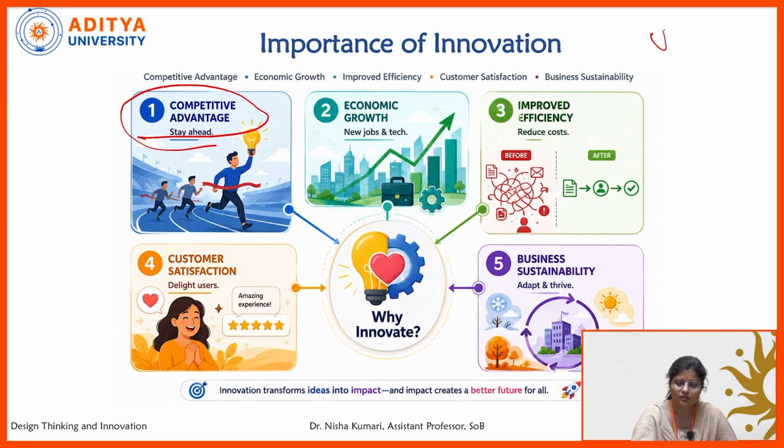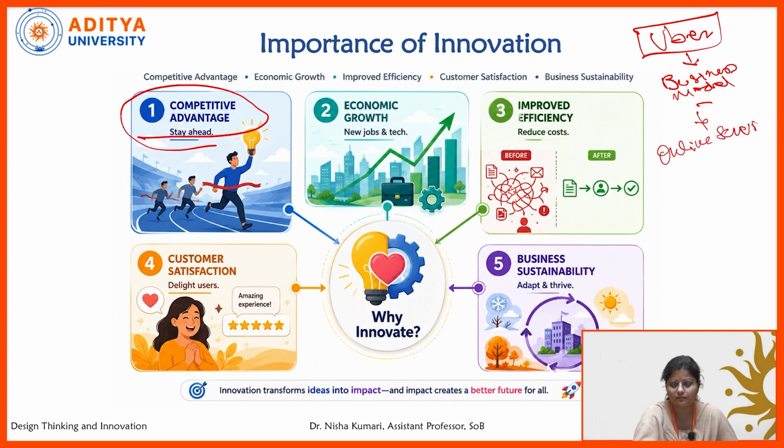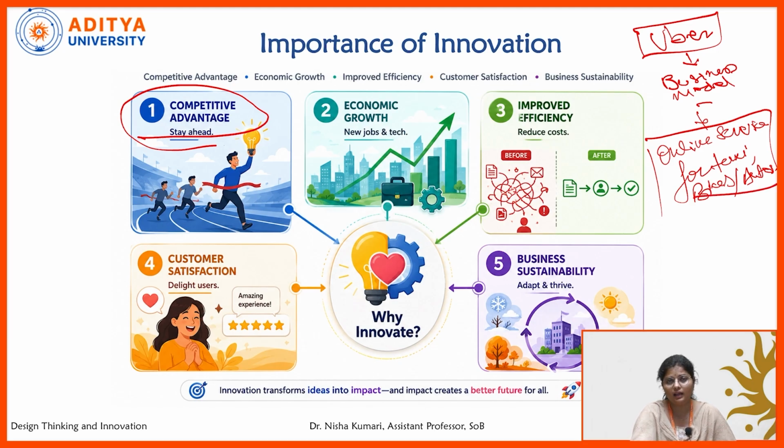in the beginning Uber came, correct? And Uber was the one who came up with a new business model. And what was the new business model they introduced? It's the online service, online service for your taxi, bikes or auto. So they introduced a new business model altogether, where we can book our cabs, bikes, autos online, correct?